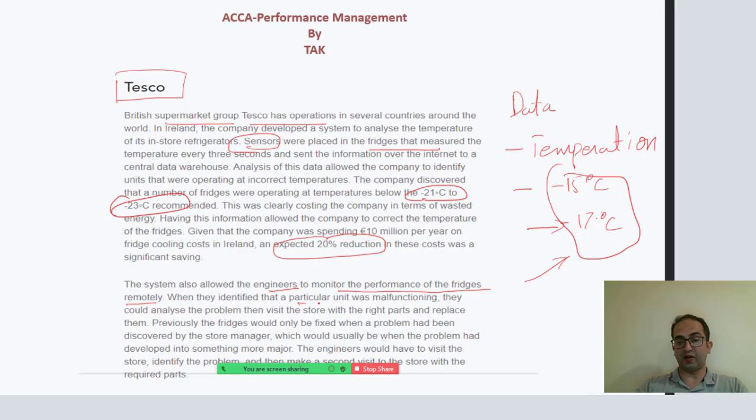When they identified that a particular unit was malfunctioning, they could analyze the problem, visit the store, find the right parts and replace them. So this will also reduce the perishability of goods.